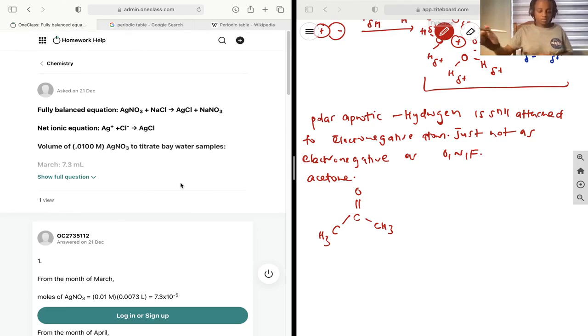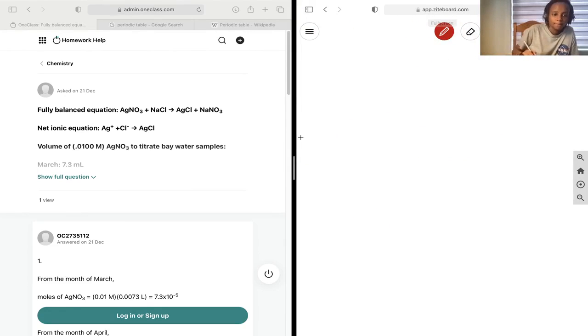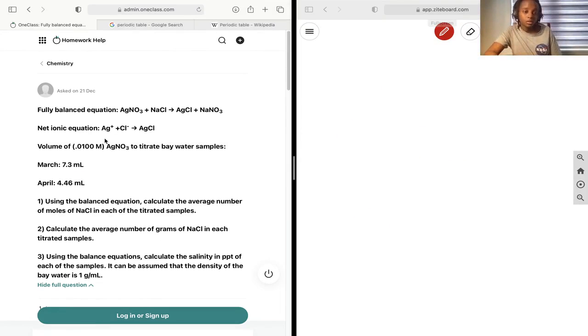Okay, next up we have a calculation chemistry question. If we are given the fully balanced equation, the net ionic equation, the volume used of 0.1 silver nitrate to titrate bay water samples in March. For the March sample, they use 7.3 milliliters. For the April sample, they use 4.46 milliliters. Using the balanced equation, calculate the average number of moles of sodium chloride in each of the titrated samples.